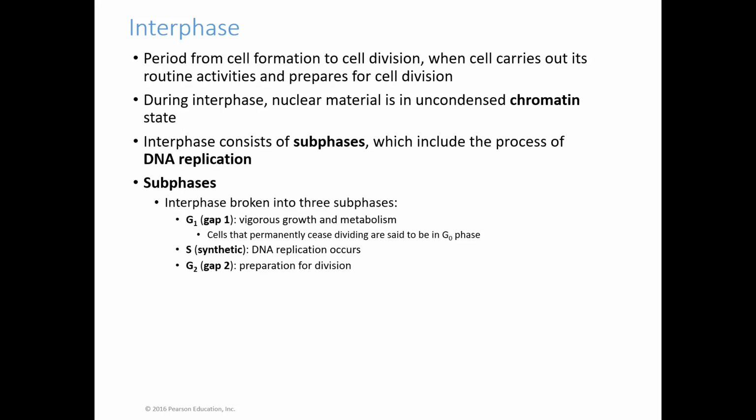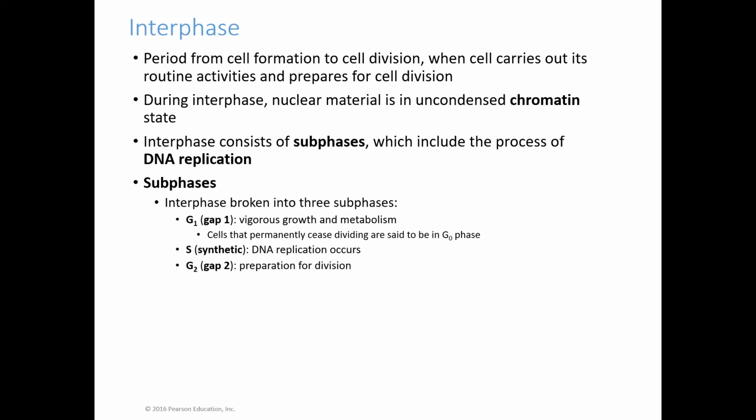So interphase, like I said, is when the cell is being a cell. And within interphase, there are some subphases going on. Keep in mind that all the DNA is in its chromatin state. It's all unwound. It's still controlling everything. It doesn't need to be condensed. Now, interphase has three parts to it. It has what's called the G1 stage, the GAP1 stage. So lots of growth, lots of metabolic activity going on here. This one runs for quite a while.